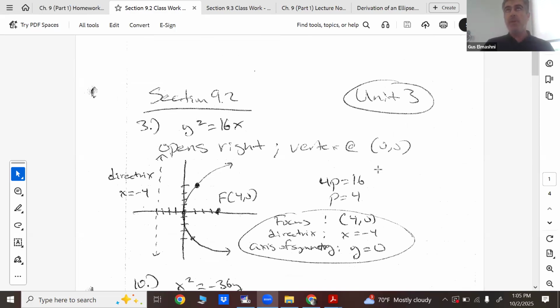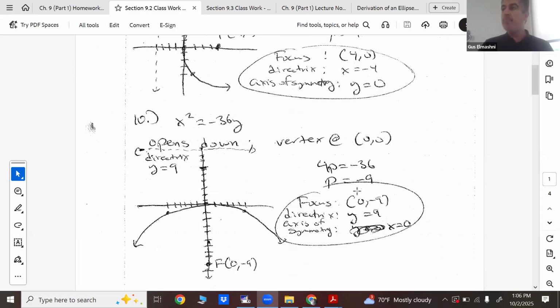So if x is not squared, it's actually horizontal. If y is not squared, it's vertical, if that helps. For number 10, it should look like that.